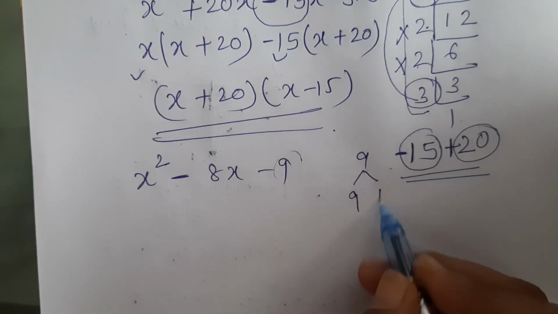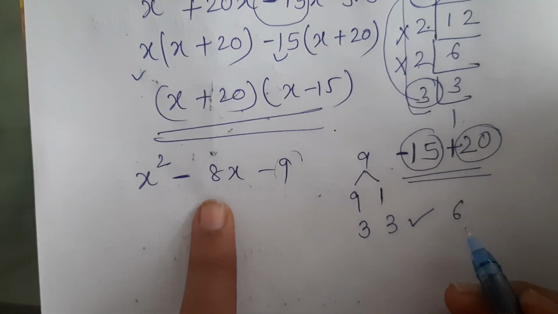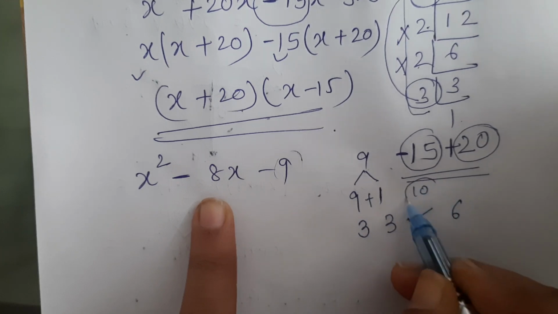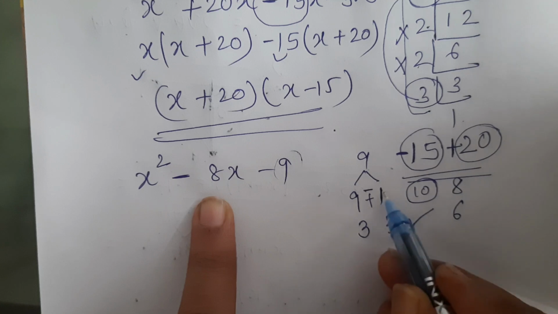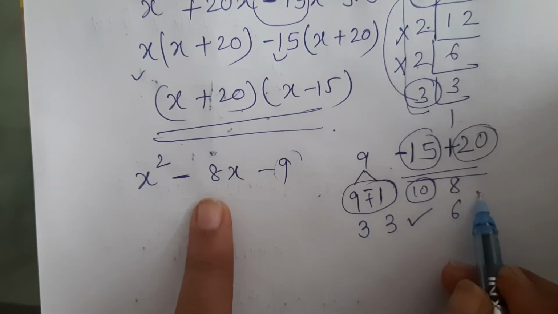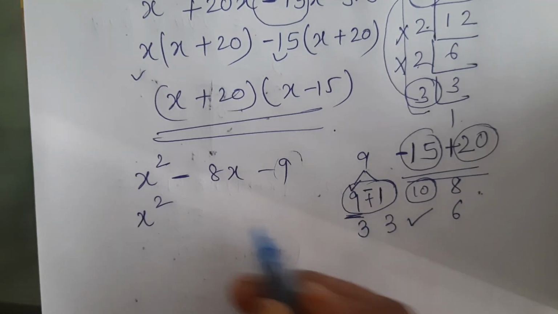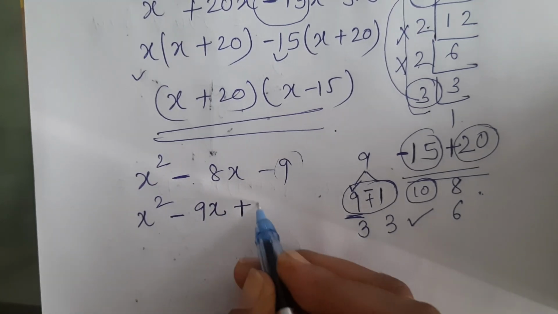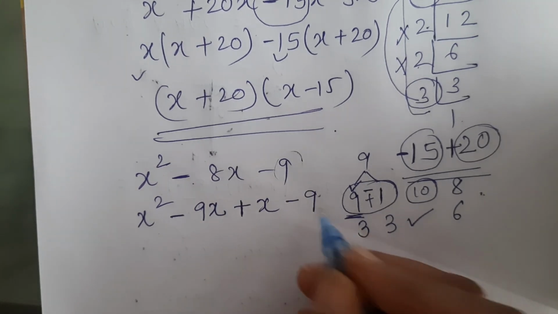So here 9 1s are 9, or 3 3s are 9. If we add 3 and 3, the answer is 6, which is not matching with 8. If we add 9 and 1, it's 10. Again, it's mismatched. If we subtract 9 and 1, we get 8. So here our pair is 9 and 1, where we get it by subtraction. So when we get it by subtraction, the bigger number is given the sign of the question. So here the bigger number is 9 and the question has a minus sign, so minus 9x, and the opposite sign to the other number. So here 1 is there, so I wrote it directly as x. No need of representing 1.